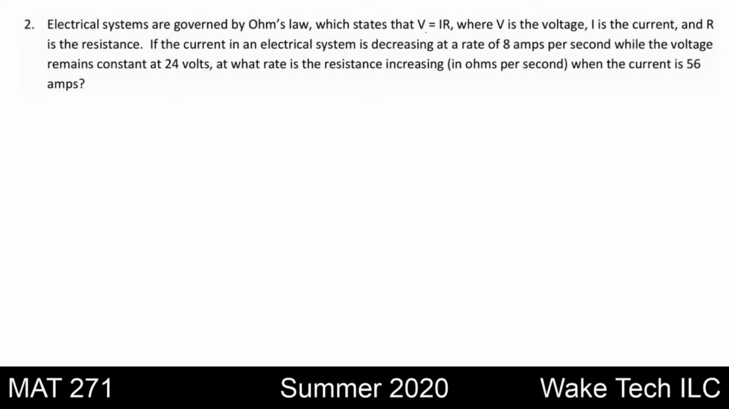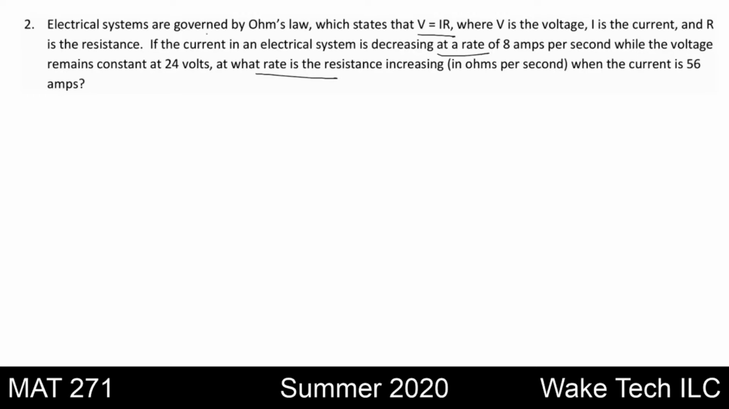Since we have an equation relating some variables, and we're dealing with rates that are about those variables, we're probably dealing with a related rates problem. So, how do we solve a related rates problem? What I like to do first is identify what we know and what we want to know.